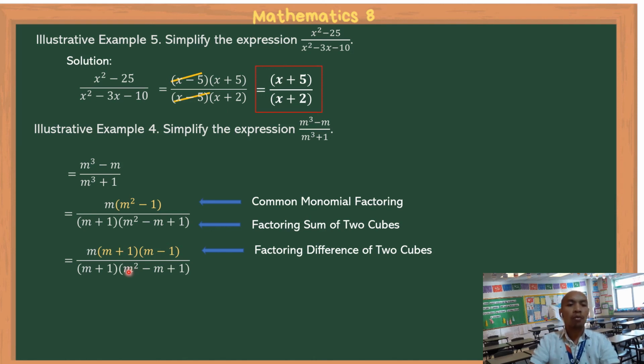Now we will take a look at the common factors. The m plus 1 in the numerator and m plus 1 in the denominator will be cancelled out. So what is left now is m times m minus 1 in the numerator, and m squared minus m plus 1 in the denominator. So that would be the simplest form of this given expression.